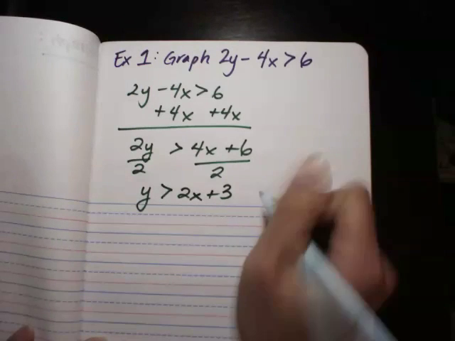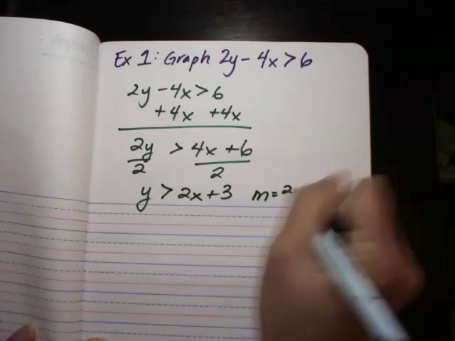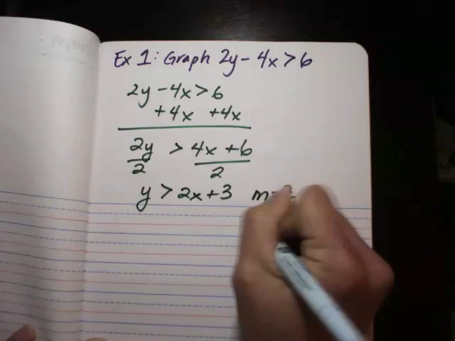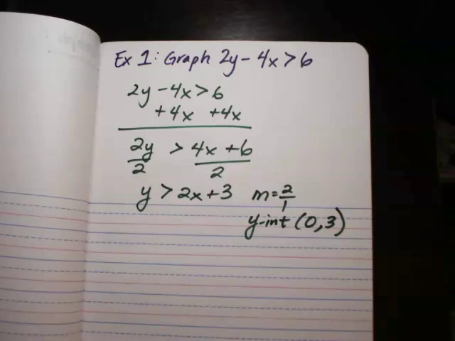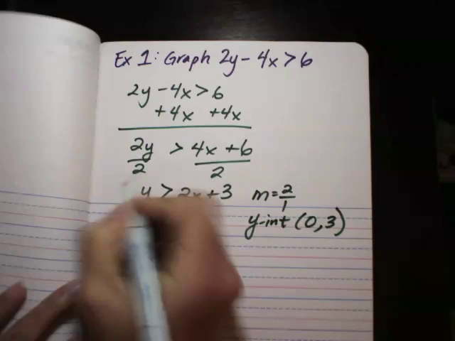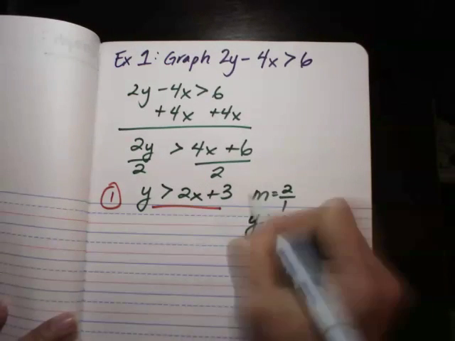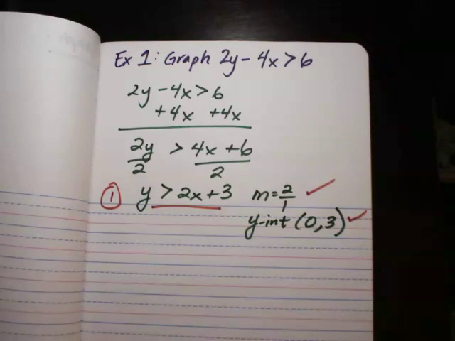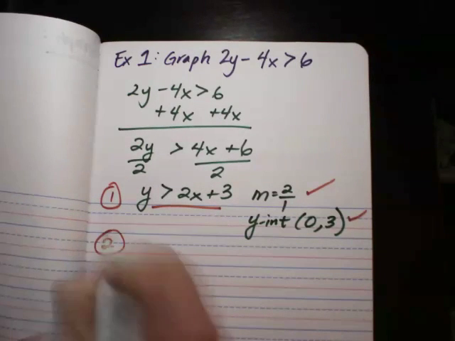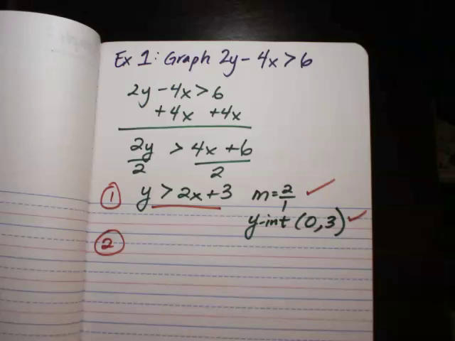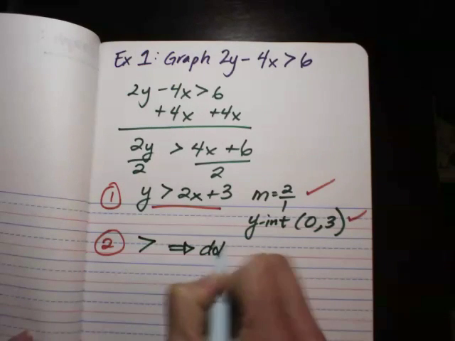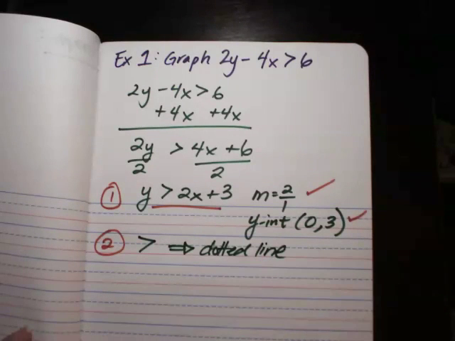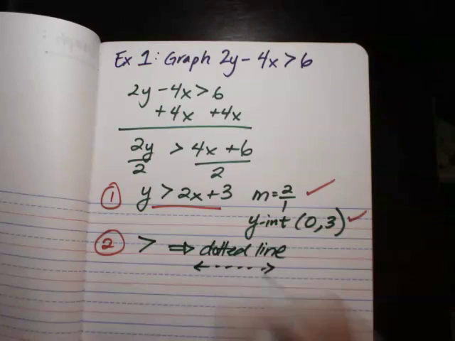Now let's identify our slope, 2 or 2 over 1, and our y-intercept here will be (0, positive 3). So we said this was our first step: slope-intercept form, here's our slope, here's our y-intercept. Now we need step number 2. What type of boundary line is this? We see that it is a greater than symbol, so this means that we're going to be using a dotted line.